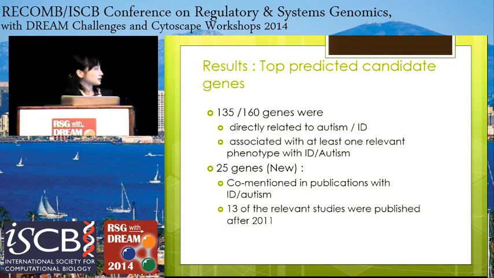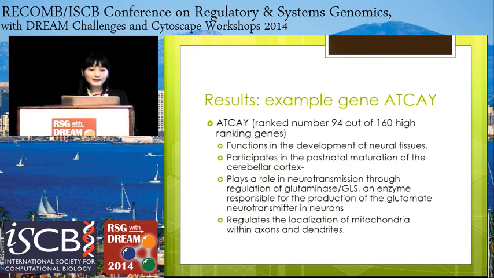So we did a literature search to see if these 25 genes are co-mentioned in the literature. We found 30 of them mentioned in relevant recent studies published after 2011. And then the experts in our group were able to identify this specific gene, the ATCAY gene. It is functionally related to the two disorders, and it's ranked high among our top ranked genes. Its function is related to the cerebellar cortex and neural diseases, and also neurotransmitters and axons.